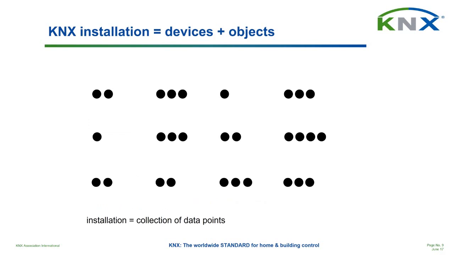at the same time we can also look at the KNX installation as a collection of data points. These data points in a KNX installation or KNX system are called group objects, or just the term objects is also used. So we understand devices, we understand objects.